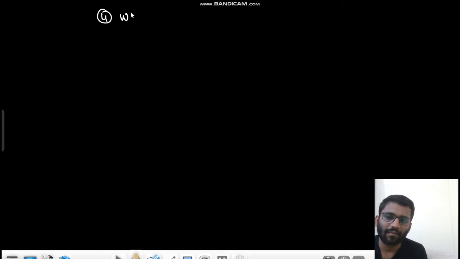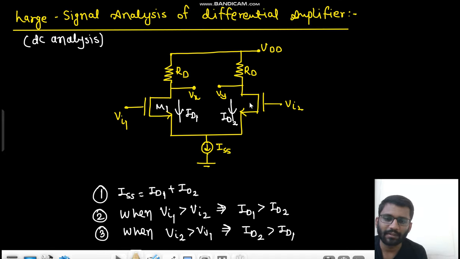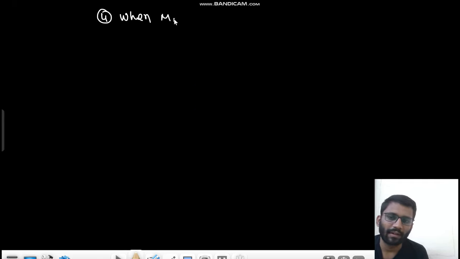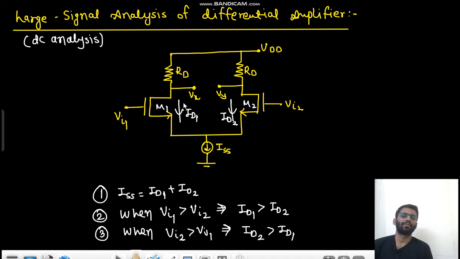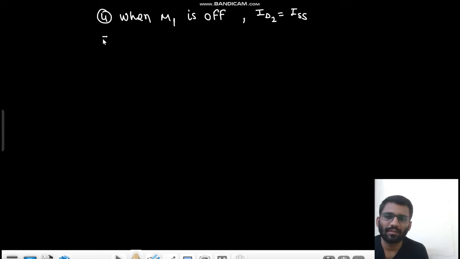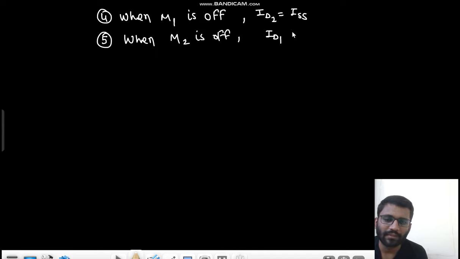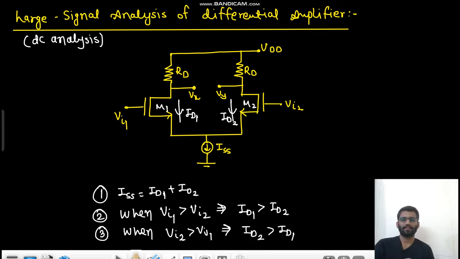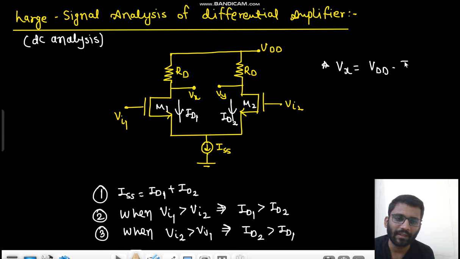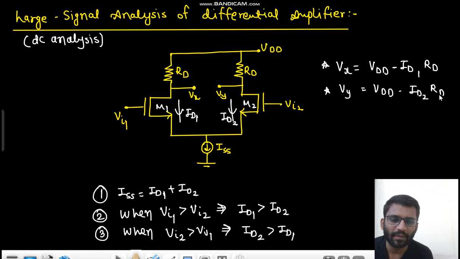Fourth thing, we are calling this M1 and this M2. When M1 is off, there is no current flowing through it, so ID2 is equal to ISS. When M2 is off, your ID1 is equal to ISS. Here, a more important thing you can write is, what is VX? VX is VDD minus ID1 into RD. What is VY? That is VDD minus ID2 into RD.